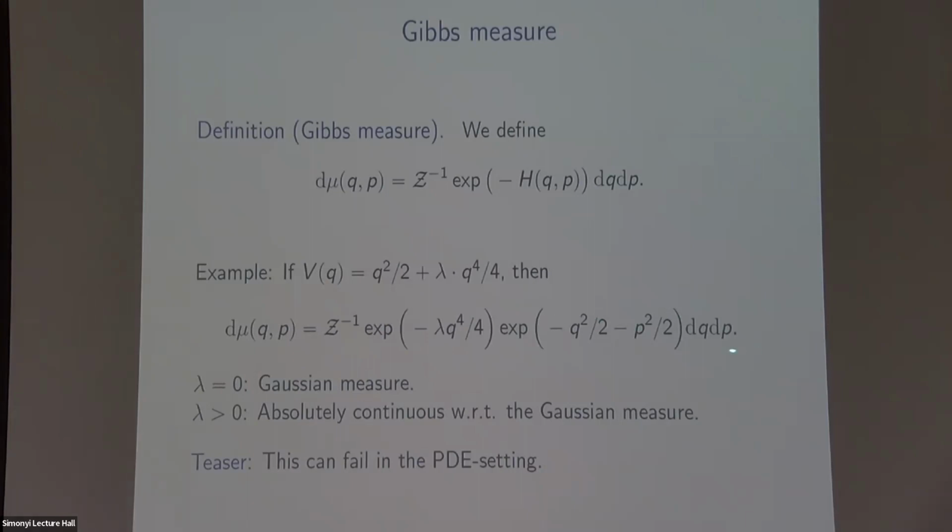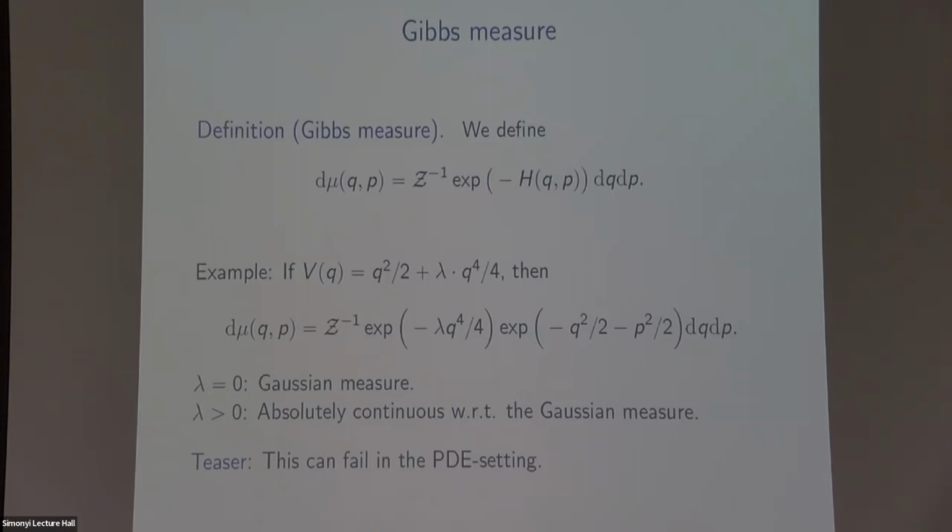So this is what we would get here, right? The inverse temperature has been set to 1. Now I'm still allowing lambda to be 0. In this particular case, this factor here would just be constant, and then I would actually get a Gaussian measure, a very good friend from probability theory.